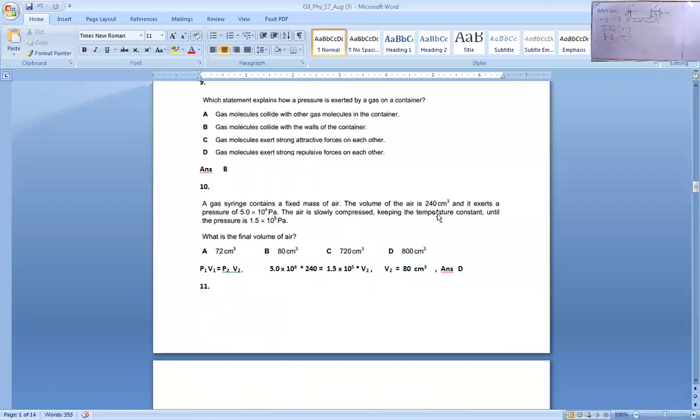Initial pressure and volume are given. Final volume we have to calculate. We are using again the formula P1 V1 is equal to P2 V2. Initial pressure is given. Initial volume is given in centimeter cubes. Final pressure is given. Final volume we have to calculate. So using this equation P1 V1 is equal to P2 V2, we arrived at V2 is equal to 80 centimeter cube. The unit, we are using the same unit as he has used before for the volume, centimeter cube. So our option is D.